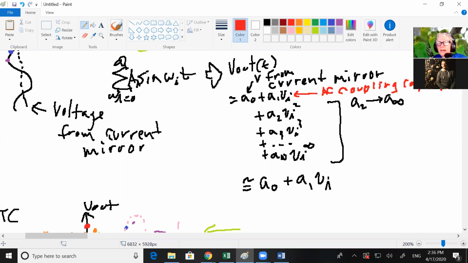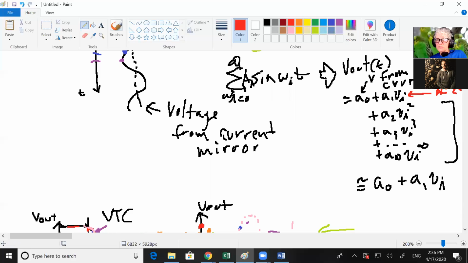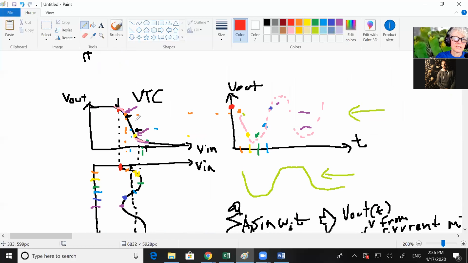Yeah. And then that, what do you think that A1 is? The slope of the gain. Yep, exactly. So this A1 right here, go back over here, this M, that equals A1. And for an amplifier, that is just your gain.